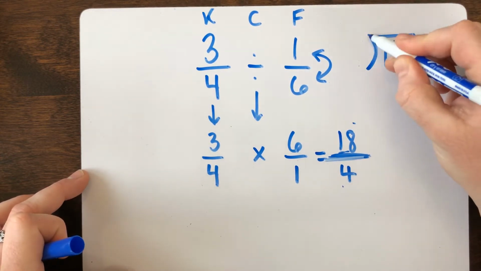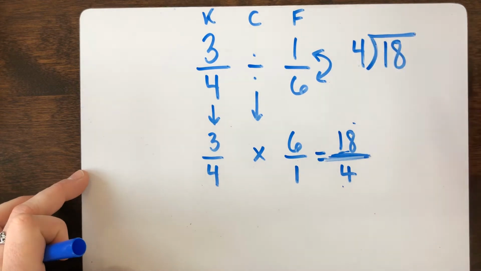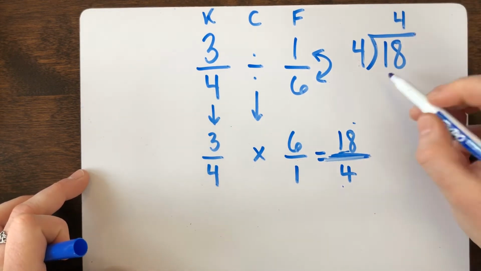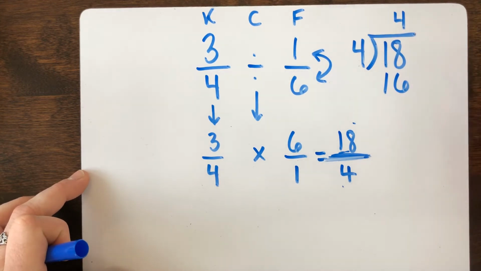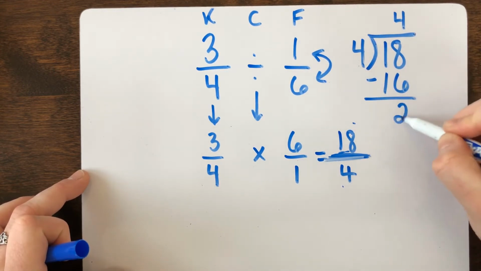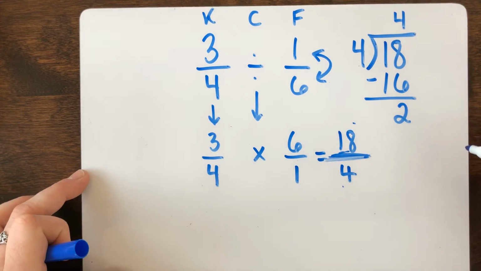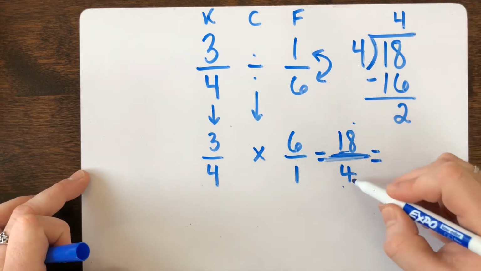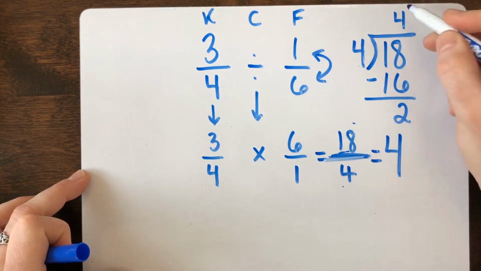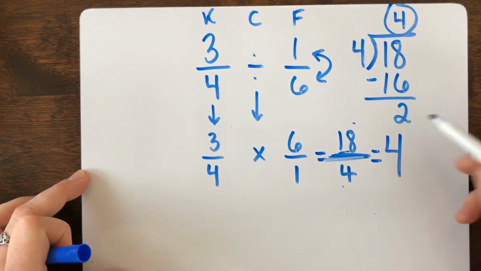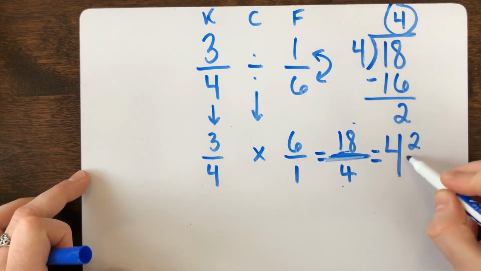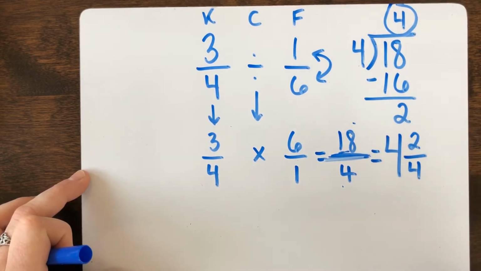18 divided by 4. 4 goes into 18 4 times. 4 times 4 is 16. Subtract, and you get 2. And you can't really move any farther than that without going into decimals. So our answer, 18/4 simplified: 4 goes into 18 4 whole times with 2 left over out of 4.